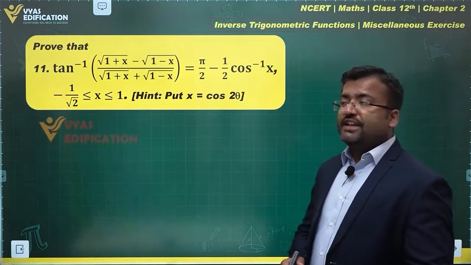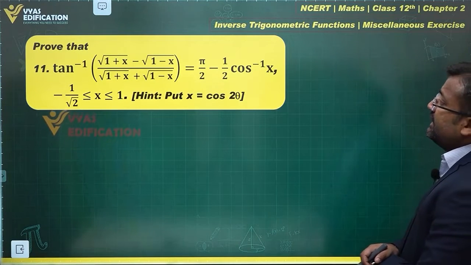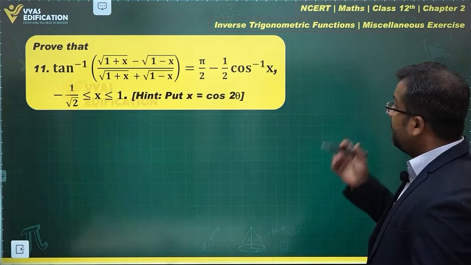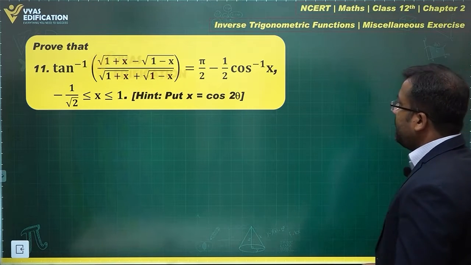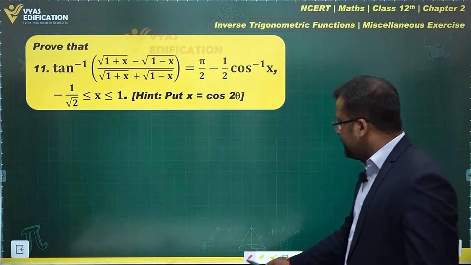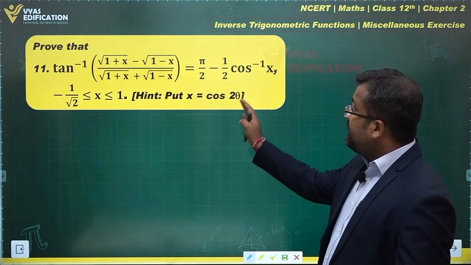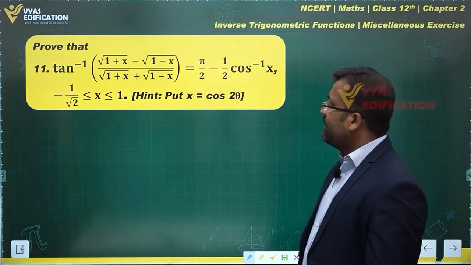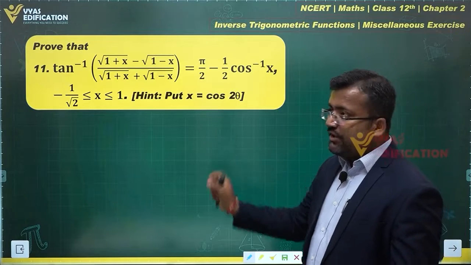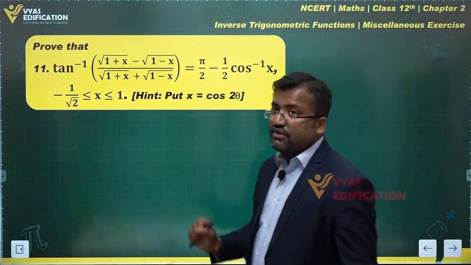Let's discuss this question next. What does the question say? Prove that tan inverse of (root of 1 plus x minus root of 1 minus x) over (root of 1 plus x plus root of 1 minus x) is equal to pi by 2 minus half cos inverse x, where minus 1 by root 2 is less than or equal to x is less than or equal to 1. There's some interval of x also given.